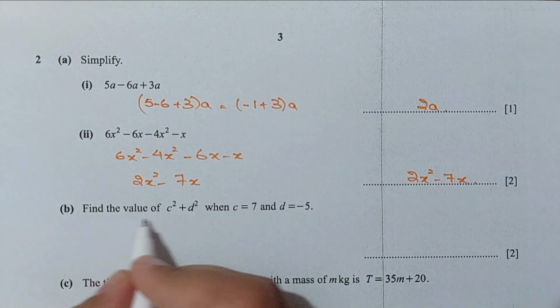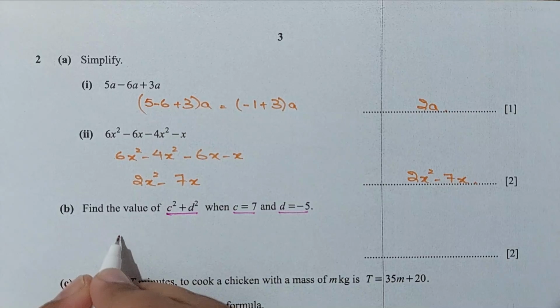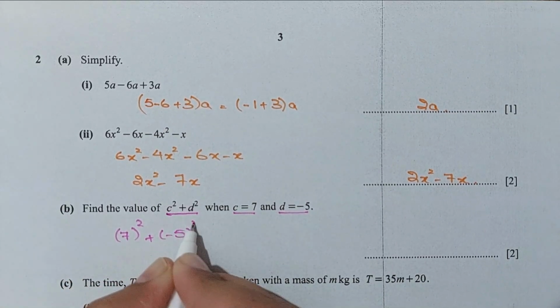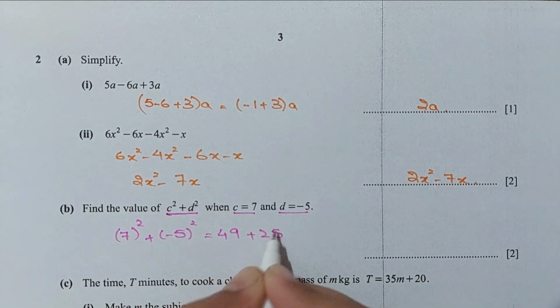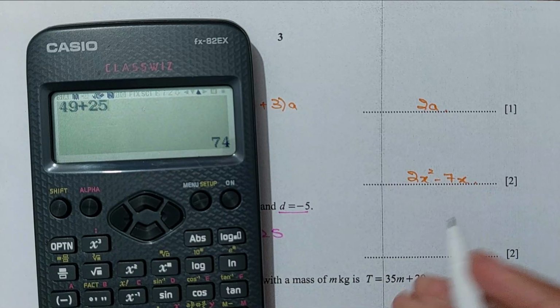Now for part B, find the value of c squared plus d squared when c and d are given. c is 7, so 7 squared, and d is negative 5, so squared. 7 squared is 49 and 5 squared is 25. So 49 add 25. 49 plus 25 is 74.